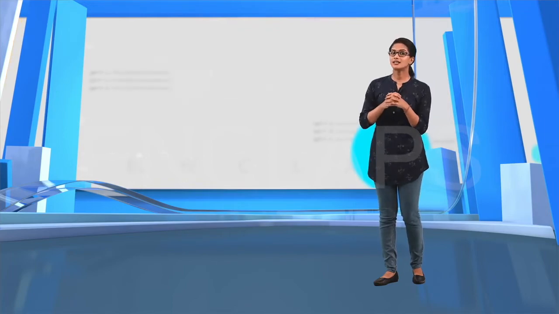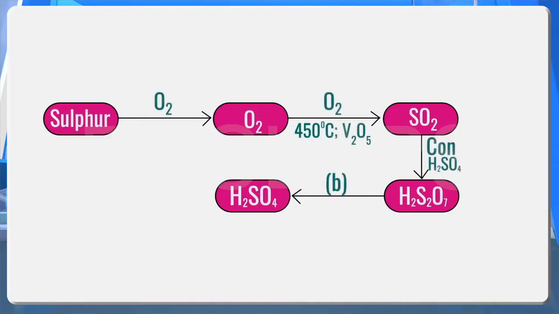Okay? Now let us complete the flow chart given here. S plus O2 gives SO2. 2SO2 plus O2 reversibly gives 2SO3. SO3 plus H2SO4 gives H2S2O7. H2S2O7 plus H2O gives 2H2SO4. Now we will discuss what are the chemical properties of sulfuric acid.